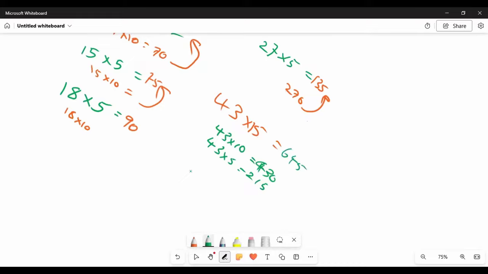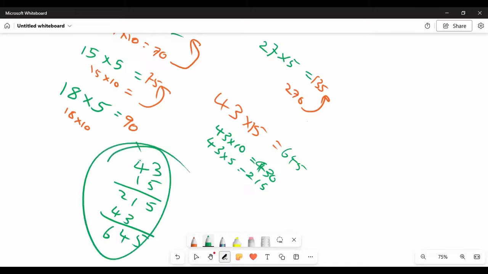You got it. Well done. Good job. Most of the students, if I ask you 43 into 5, they'll be doing it like this. Like small kids, 5 into 3, 15. 1 goes here, 5 into 4, 20, 21. 1 into 3, 3. 1 into 4, 4. Put a line and then 5, 4, 6. Like small kids. Understood?